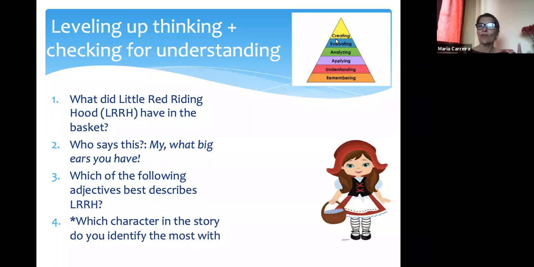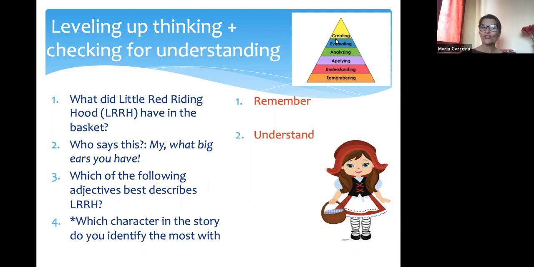So now I'm going to use it to check for understanding in this hypothetical class where I'm going to use Little Red Riding Hood, as well as for leveling up thinking. The first question, what did Little Red Riding Hood have in the basket, is a straightforward remembering question.